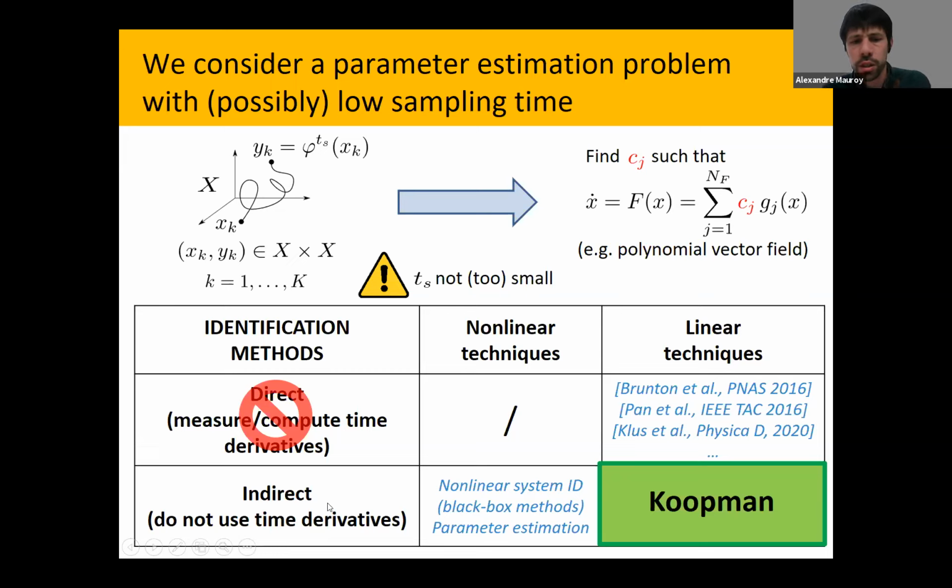And then we can consider indirect methods where we do not use time derivatives, but because the dynamics is nonlinear, it will imply that we have to deal with nonlinear techniques. And typically, this is the topic of nonlinear system identification, where we have black box methods, also parameter estimation. But with the Koopman operator, we have here an opportunity to obtain an indirect method and still have a linear technique. So it's what I will try to illustrate here.